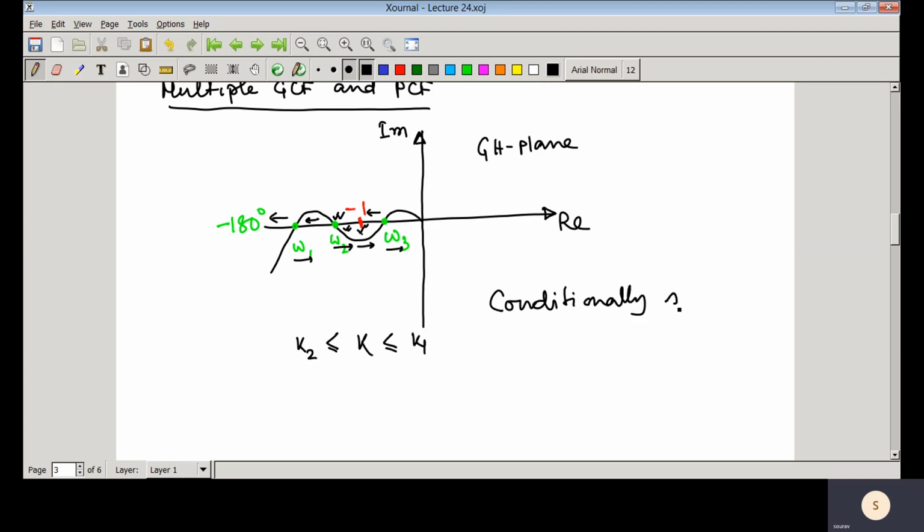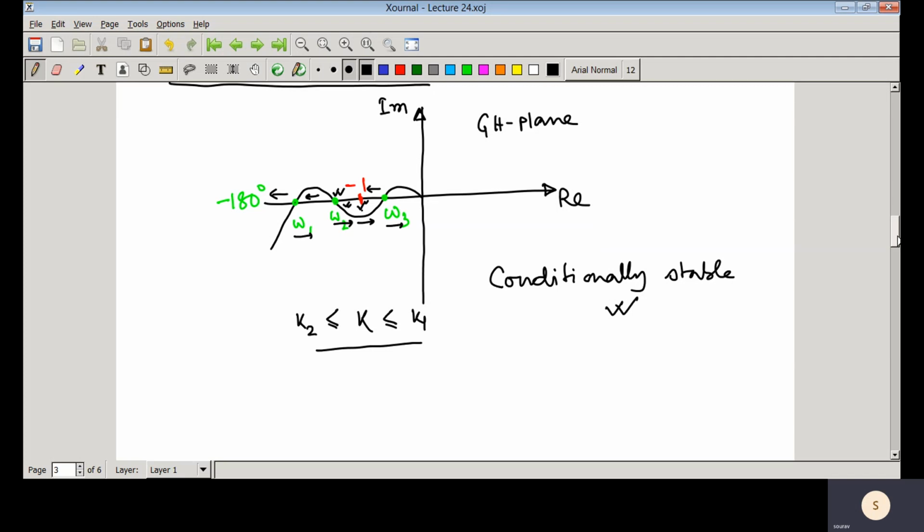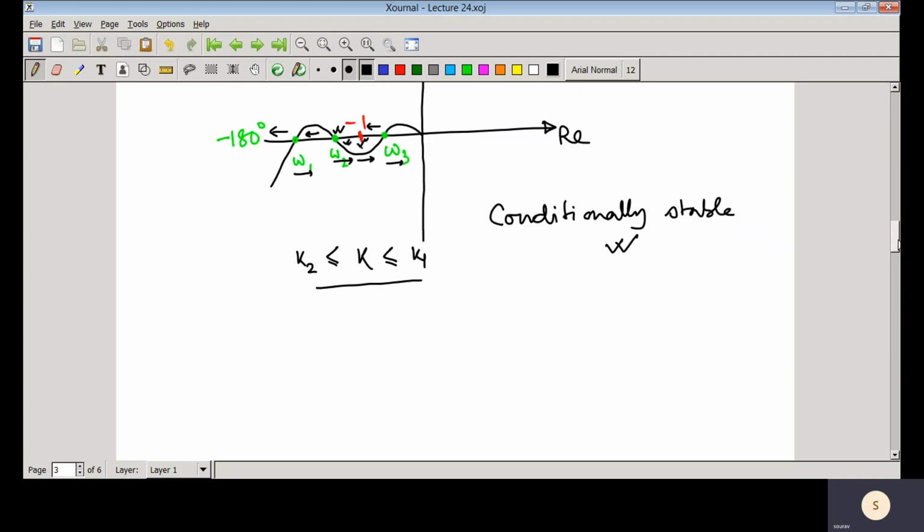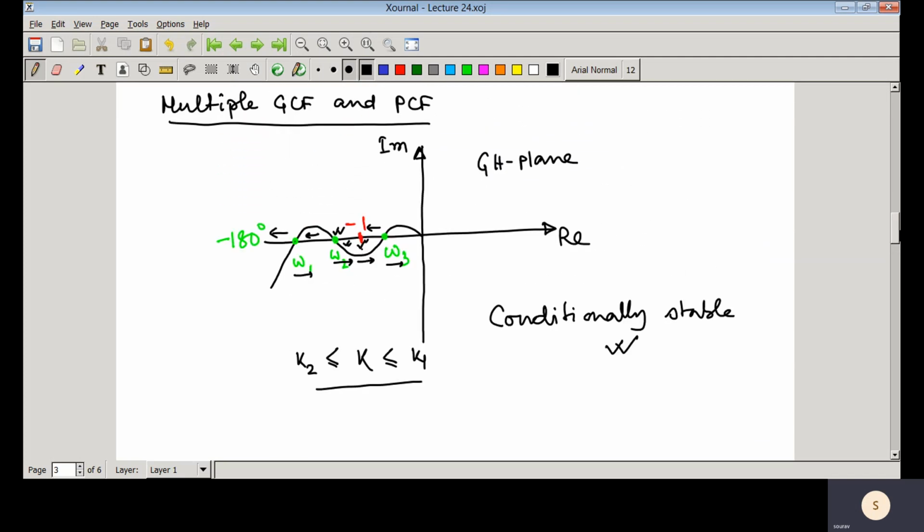So conditionally stable means we cannot increase or decrease that gain beyond some value. In some cases, if we increase the gain up to infinity the system remains stable, as happens with first order or second order systems. But in this case, we can see that the gain can be varied only in some range, from K1 to K2. So this type of system is called a conditionally stable system, whenever you have multiple phase crossover frequencies.